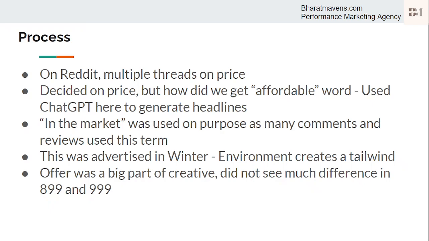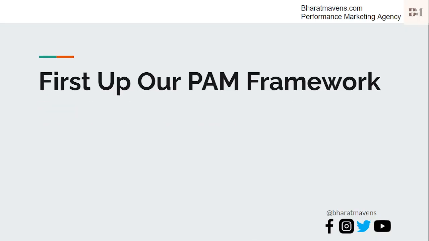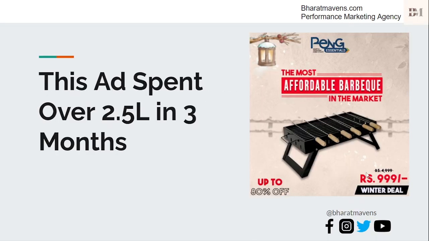Now, this was advertised. If I show the creative, it says winter deal, because this winter deal has a tailwind to it, which we always talk about. Creative is the king, but the context in which the creative exists is the kingdom. Context of the creative is important. If we advertise this same barbecue, same ad in summertime, it's not likely to sell well because barbecue as a product thrives in the winter season. Hence, winter deal works out well here.